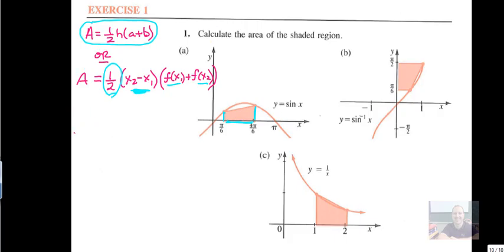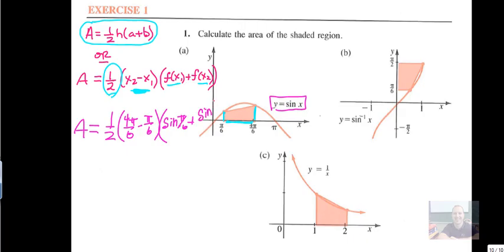If we were to work this out, it would look like this. A equals 1/2. The difference here is 4 pi over 6 minus 1 pi over 6. And f of x1, y is sine of x. And it's adding, so it doesn't matter which one you put in first, but this would be sine of pi over 6 plus sine of 4 pi over 6, which also can be written as 2 pi over 3.